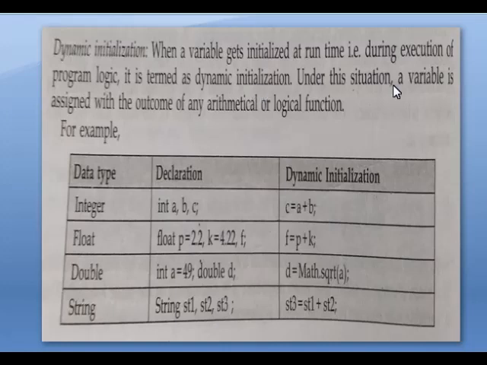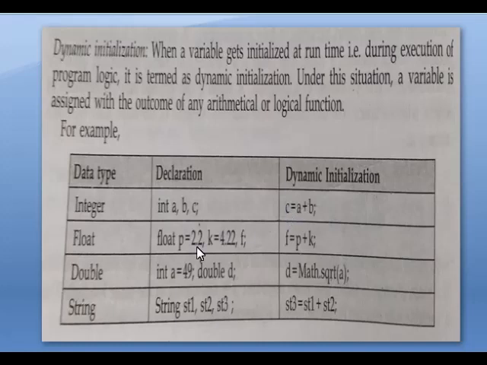Under this situation, a variable is assigned with the outcome of any arithmetical or logical function. For example, you see a, b, c integer. Here we used one formula c equal to a plus b. So whatever value stored in the variables a and b will be added together and it is the value of c.